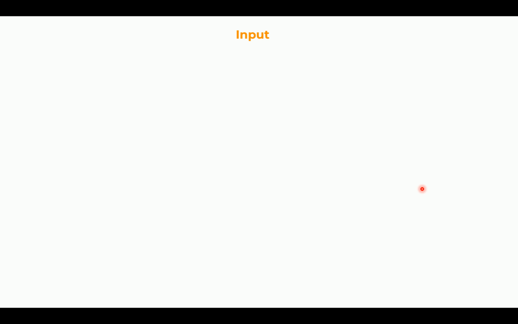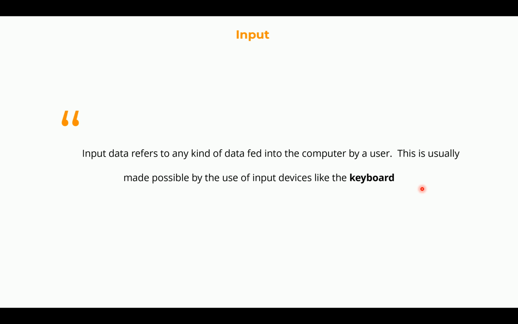And when we talk about inputs, an input is any kind of data that is fed into the computer by a user. The user does this by making use of a device we usually refer to as an input device. It can be textual data, a video, a graphic, anything at all. It can even be sound.